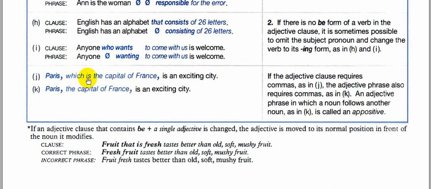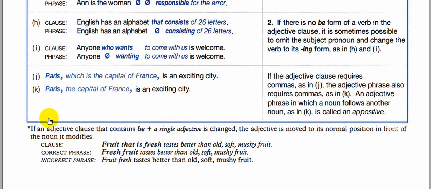طب في فرق في المعنى ما بين الادجكتيف كلوز والادجكتيف فريز عموما سواء كانت without commas or with commas في جميع الأحوال أنت ما بتغيريش المعنى. يعني لما تقولي Paris which is the capital of France is an exciting city, this sentence has the same exact meaning with the Paris is the capital of France is an exciting city. Okay. إذا مجرد إني أحذف الwhich وأحذف الis أخلي الفواصل زي ما هن أنت حولتيها من close إلى phrase وهن الاثنين بيصفن France.